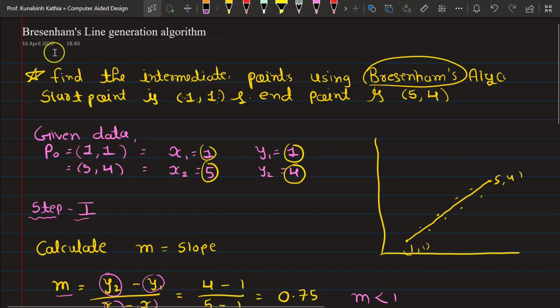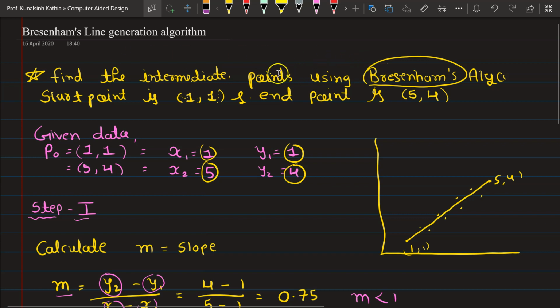Hello everyone. In today's session, I will explain the Bresenham's line generation algorithm. This is part of computer-aided design. There are two basic types of line generation algorithms which are studied. First is the DDA algorithm and the second one is Bresenham's algorithm.